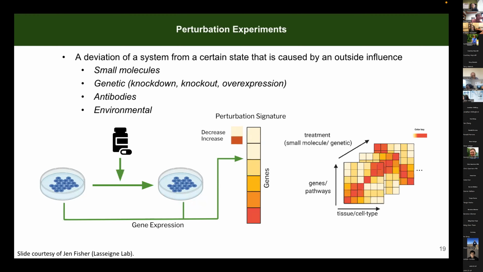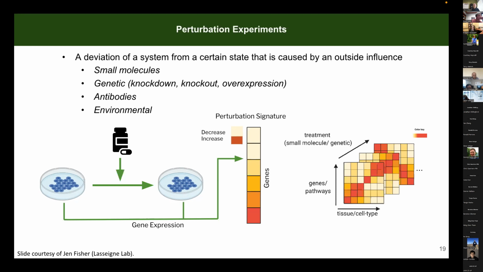So essentially here, what you see on the bottom left of your screen is we have a plate of cells, and we've assayed the gene expression profiles of those cells. And then we've exposed those cells to a perturbation. So it could be small molecules, it could be genetic perturbations like a knockdown, knockout, overexpression. It could be antibodies, it could be other environmental stimuli. But then we measure the gene expression again after that perturbation, and we develop a perturbation signature, which you see here in the middle of your screen.